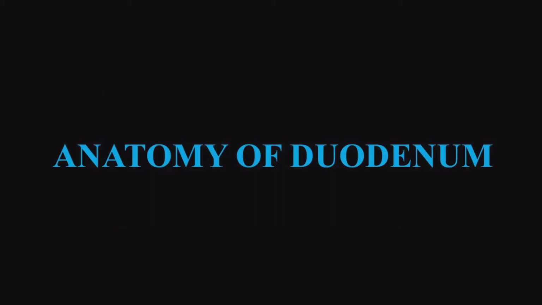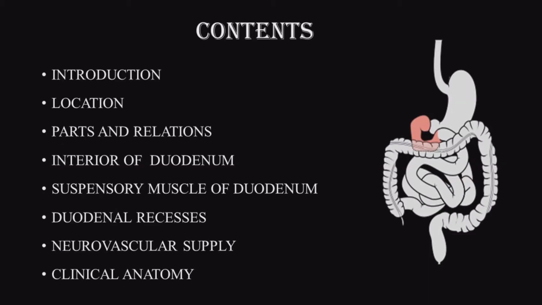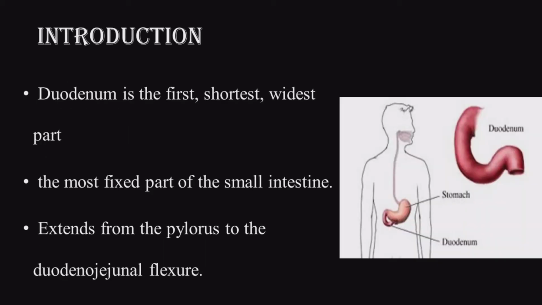In this video, I am going to explain the anatomy of the duodenum under the following headings: introduction, location, dimension, parts with its relation, interior of the duodenum, suspensory ligament of duodenum, duodenal recess, neurovascular supply of the duodenum, and clinical anatomy of the duodenum. The duodenum is the first, shortest, widest and most fixed part of the small intestine. It extends from the pylorus to the duodenojejunal flexure.